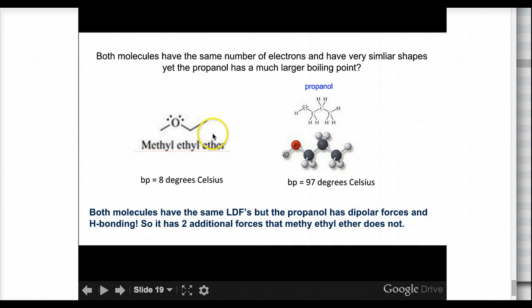These have essentially the same number of carbons. I even know this is a carbon here, carbon, carbon, so 3 carbons, and the H's. This is showing the backbone. Okay? And they have the same shape. This is polar, this is polar. The boiling point is 8 degrees for the methyl ethyl ether, 97 for the propanol. What's the difference here? The difference, my friends in chemistry, is that they both have London dispersion forces, they both have a cloud, they both have dipolar forces, but one has an extra force, and that's called hydrogen bonding.